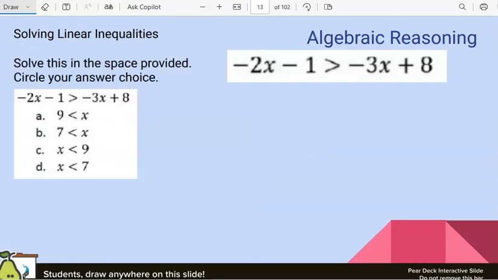Try solving this one in the space here. Draw this on your paper. Circle your answer choice, and then check with the video.